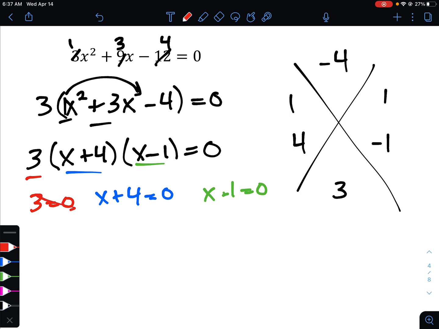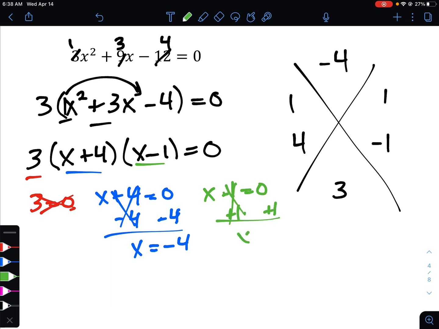Obviously, the first one isn't going to make any sense. 3 can't equal 0, so we'll just get rid of that. For the next one, we'll just subtract 4 from both sides to get that x is equal to negative 4. And for the last one, we'll add 1 to both sides to get that x is equal to positive 1.